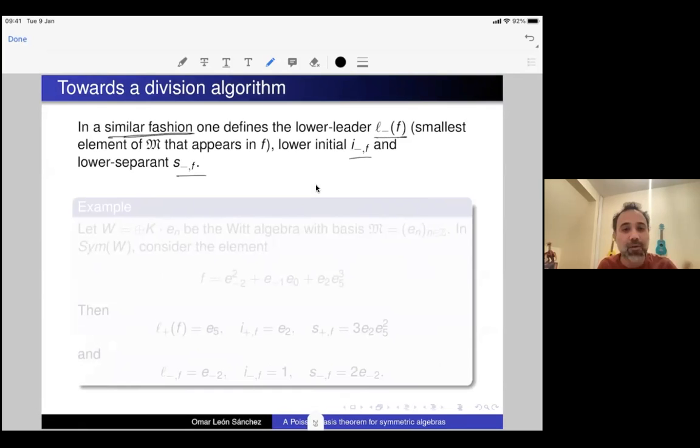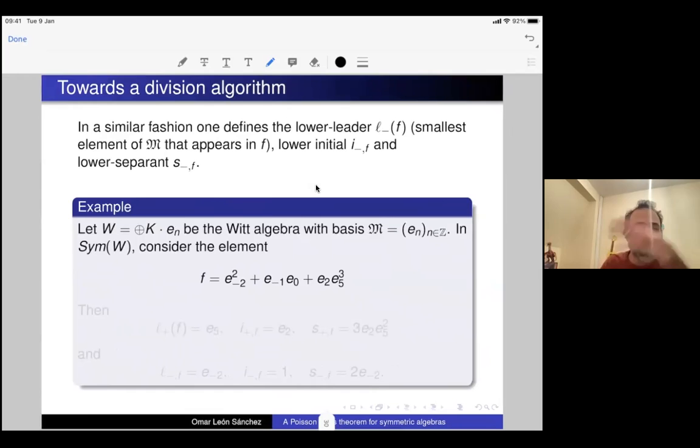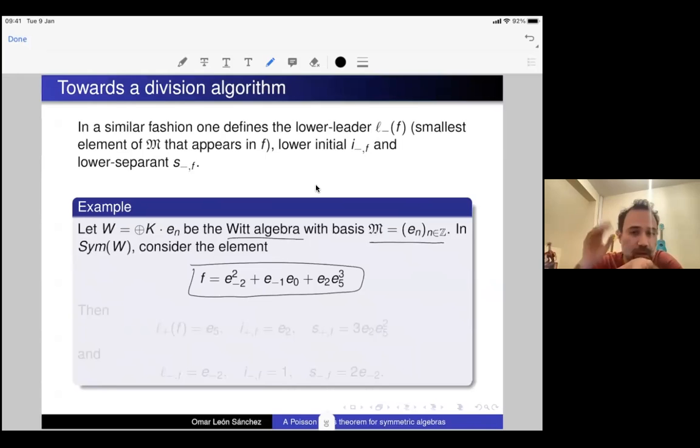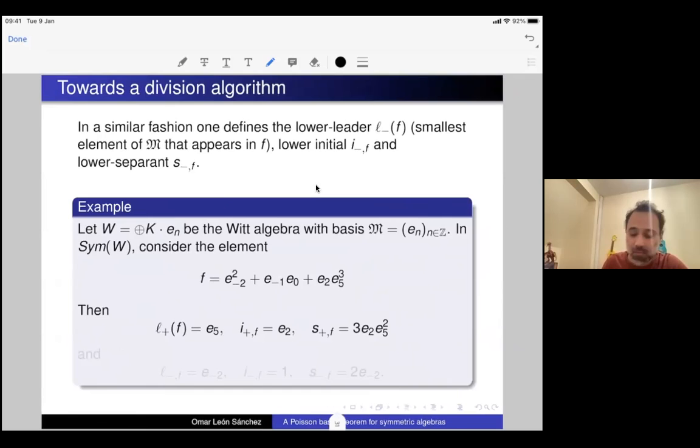Just to give an example, suppose that we're back to the case of the Witt algebra, where the basis is just this. Now, an element in the symmetric algebra is, for example, a polynomial in these variables E_n. So this is one example. If I ask you to compute the upper leader, you realize that the highest variable appearing is E5. If I ask you to compute the upper initial, here is the leading coefficient. And then the upper separand is just the formal derivative with respect to the upper leader. It's the same thing we do in the differential polynomial ring. And similarly, if I ask you to compute the lower leader, lower initial, and lower separand. Are there any questions?